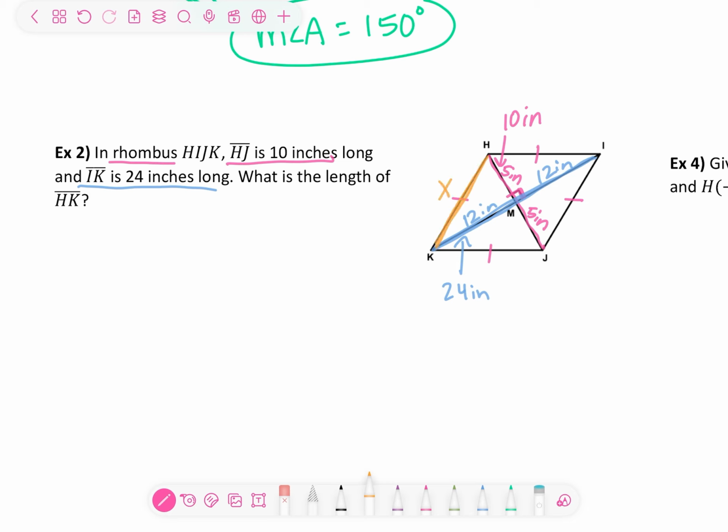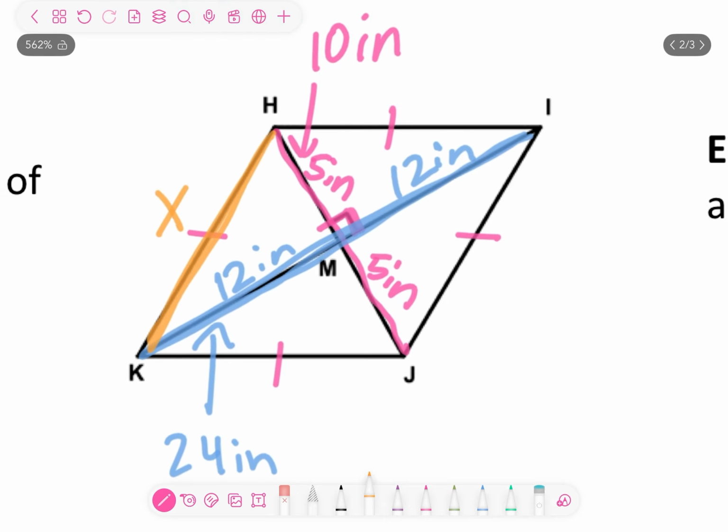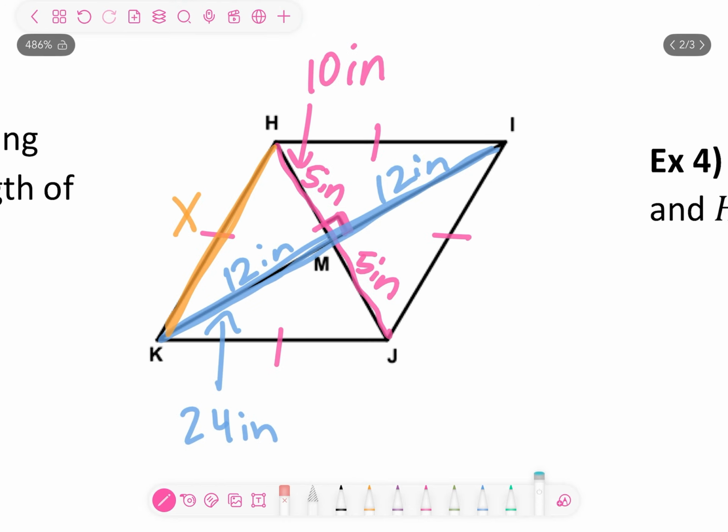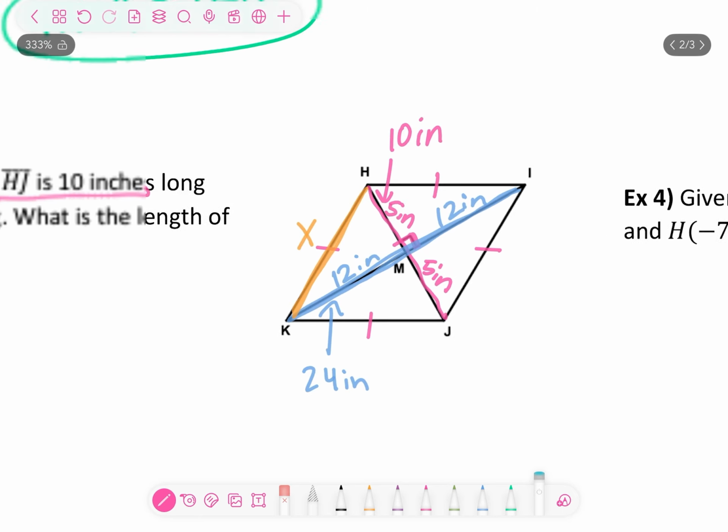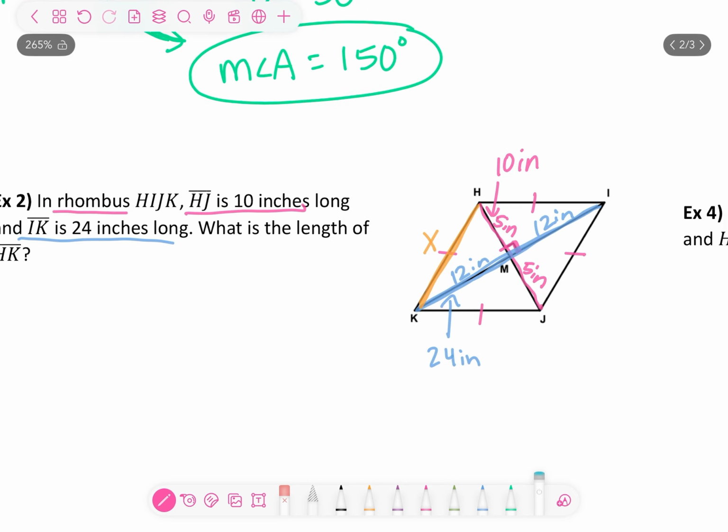I'll call that X. Well, what I can easily see, if we zoom in just to show everybody a little bit more close up, is that this triangle here, the one that includes that HK value, is a right triangle. That means I can use the Pythagorean theorem. So if I have 2 of the sides, which I do, I can find the 3rd side using the Pythagorean theorem. Okay, so Pythagorean theorem, remember, it's a squared plus b squared equals c squared.